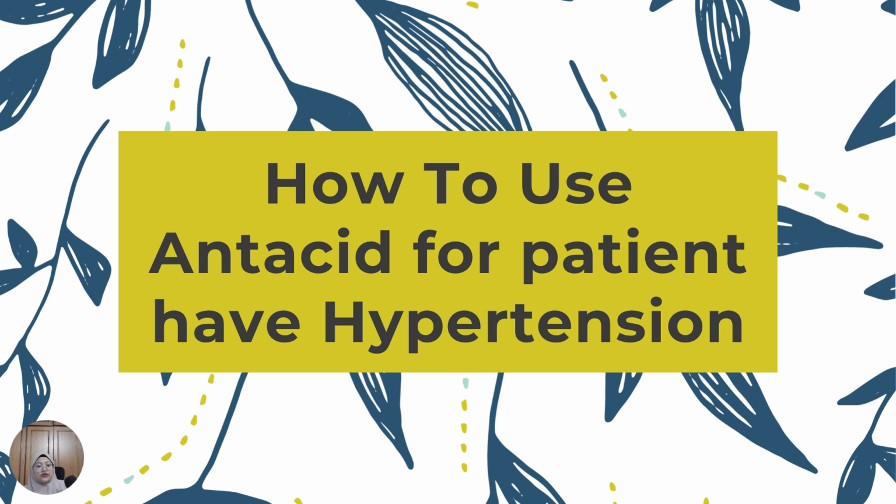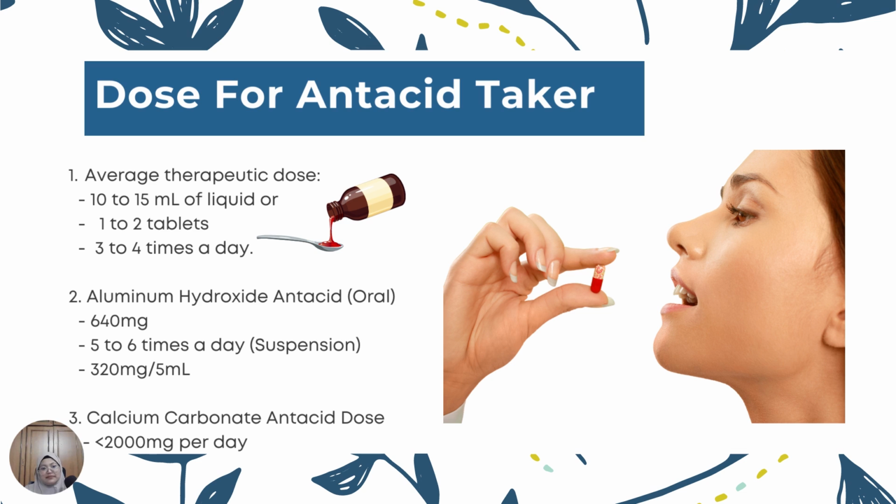Just now we talked about hypertension and antacid. So how do we use antacid for patients who have hypertension? Let us look at this. The first one is the dose for antacid takers. The average therapeutic dose is 10 to 15 ml of liquid or 1 to 2 tablets, 3 to 4 times a day if we need to take it.